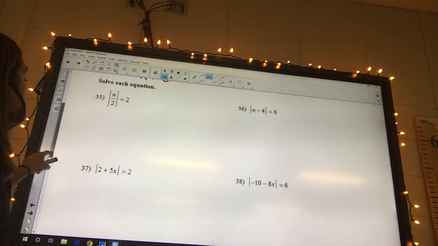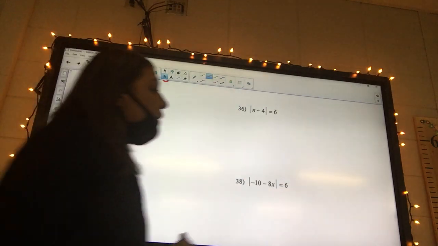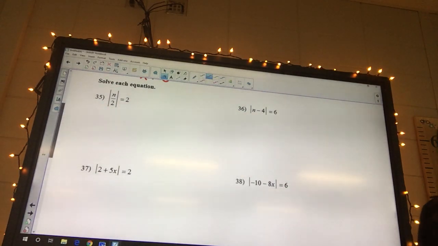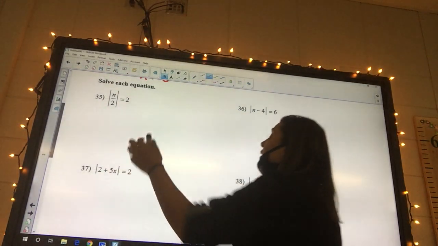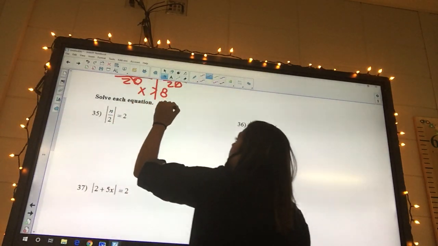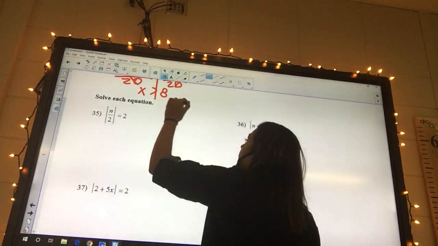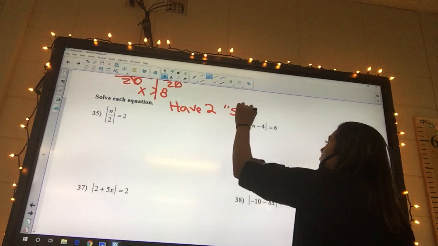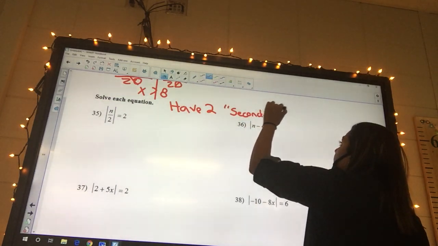Okay, the next section is all about absolute values. Somewhere on here, you better write yourself a little note if you're not going to remember: what is the big thing with absolute values that we do differently from every other equation? You gotta have 2 things. Perfect. You got to have 2 of them, and you got to write the second one. What is it? So you should have 2, and the second one should be a negative.